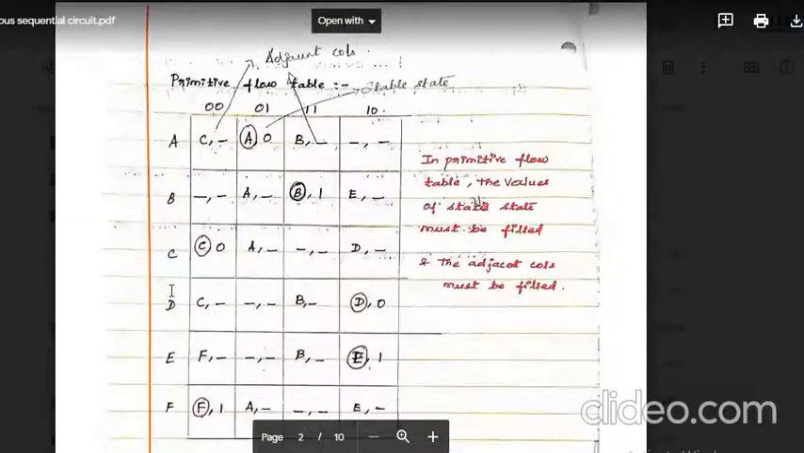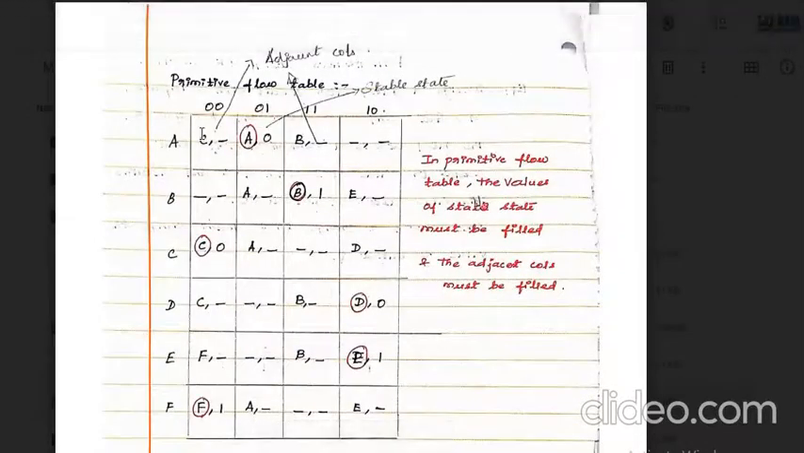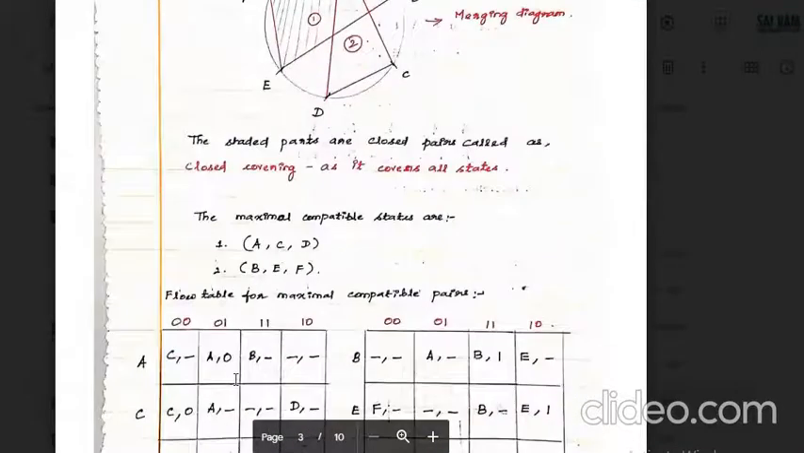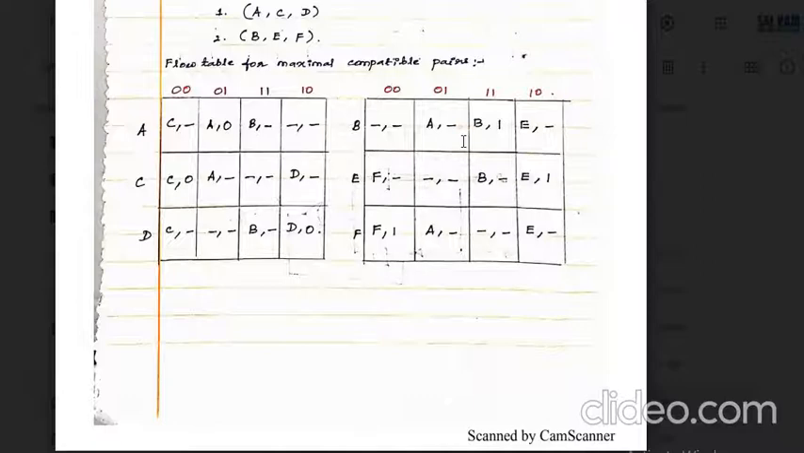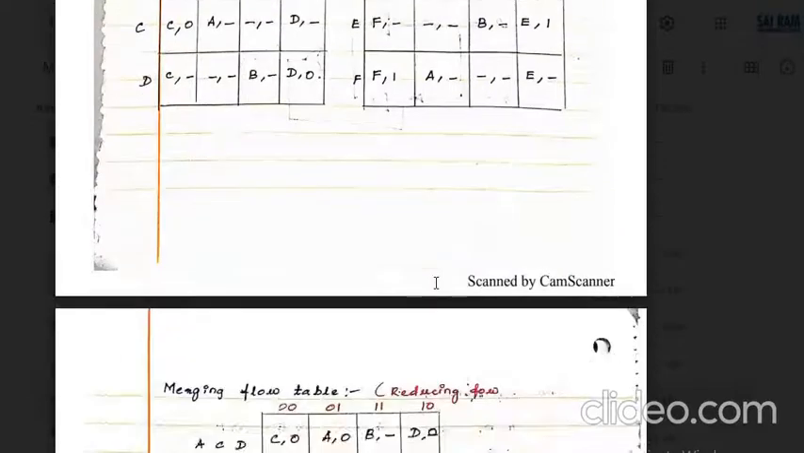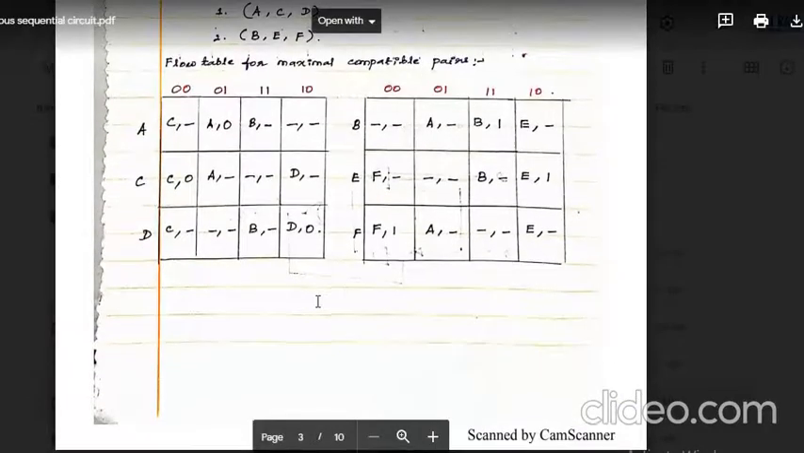Okay, so that primitive flow table, you have to write as such. For A, that's C and D, I suppose. Yeah, A, C, and D, you have to write as such. Likewise, B, E, and F, you have to write the table. Just copy the table from the primitive table, those rows alone, and then write as such. Okay, now we have written. Now you have to minimize this table.